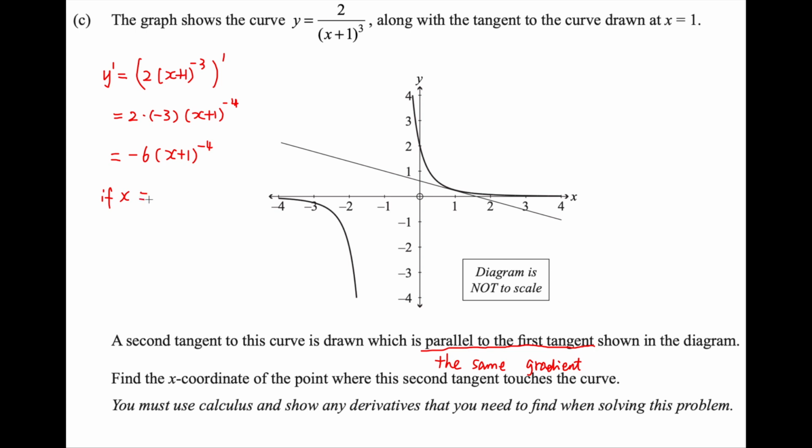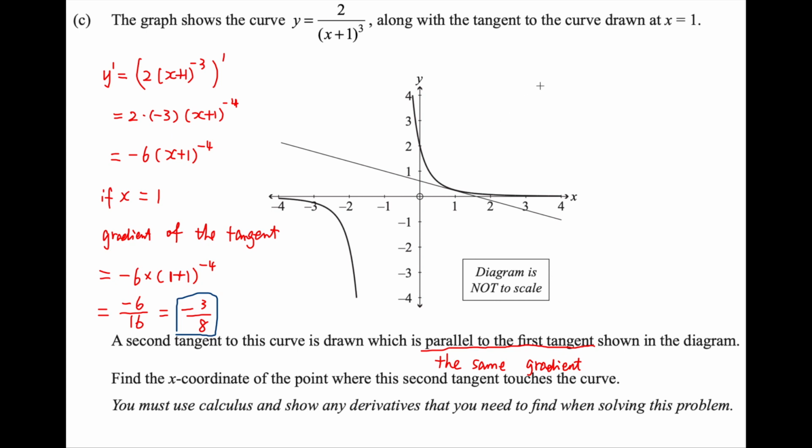If x equals 1, the gradient of the tangent equals negative 6 times (1 plus 1) to the power negative 4. So actually it is negative 6 over (1 plus 1), 2 to the power 4 is 16. Negative 4 means 1 over 16. So you can simplify as negative 3 over 8. Okay, so this is the first step. We try to figure out the gradient of the first tangent line, which means the second tangent line should be the same as the first one, negative 3 over 8.